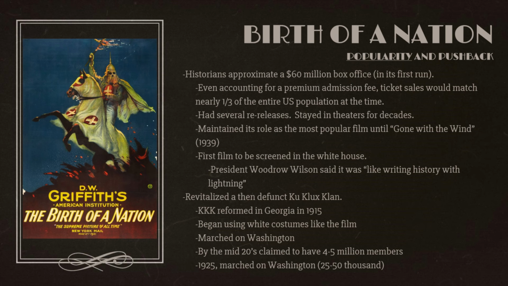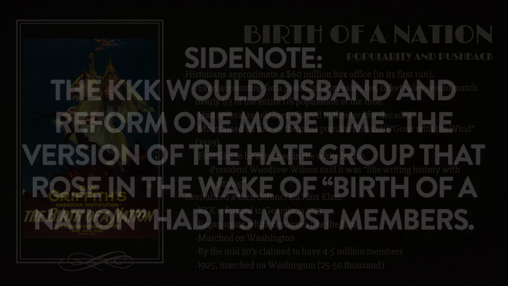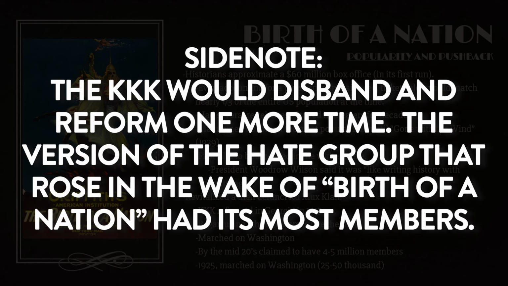The film was screened in the White House, and it would be the first film to be screened in the White House. And Woodrow Wilson, the president at the time, called it like writing history with lightning. So Woodrow Wilson gives it his seal of approval as historically accurate, which is very, very troublesome. So because of the president putting this film on a pedestal and the popularity in general, we see the KKK reform in Georgia. The Ku Klux Klan existed before and kind of fell apart for various reasons. It wasn't that popular of a group, but in 1915, it became a really big deal. And the whole idea of the sheets and the masks, what you expect the KKK to look like now, that was all established in The Birth of a Nation. That's not what these people looked like before.